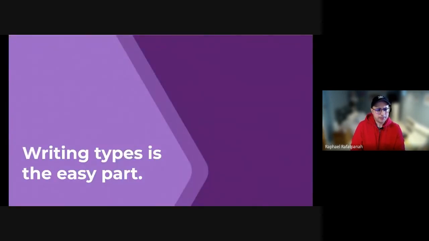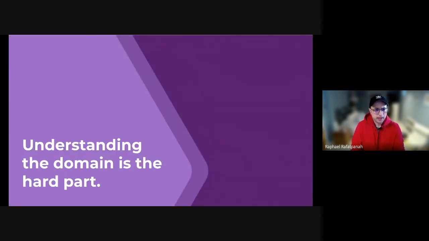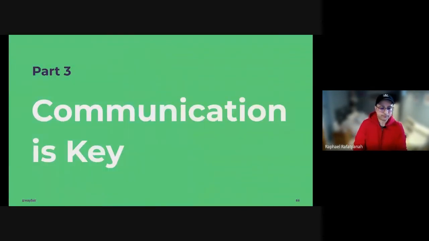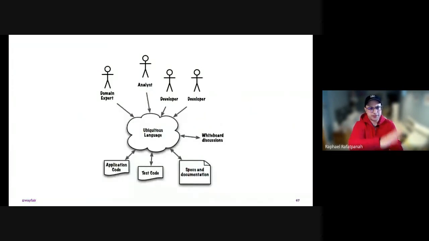But writing types is the easy part, and understanding the domain is the hard part. And for this, communication is key. And so why is communication key? Well, this image is taken straight from domain-driven design. Every person that's working in a domain has a mental model of the domain in their heads. It might be right, it might be wrong, but everyone has this mental model.